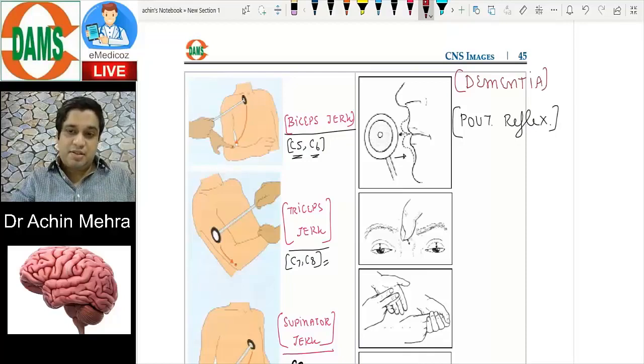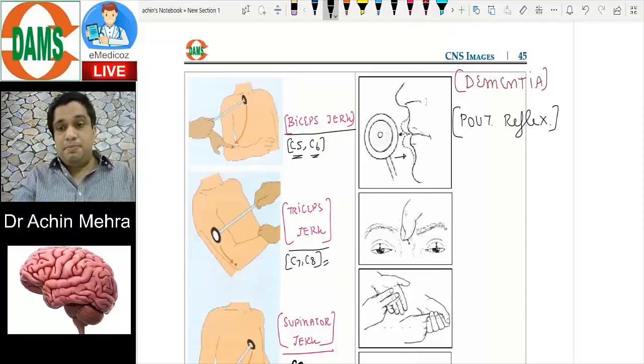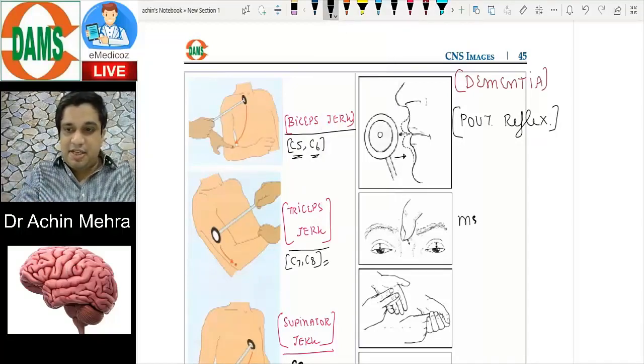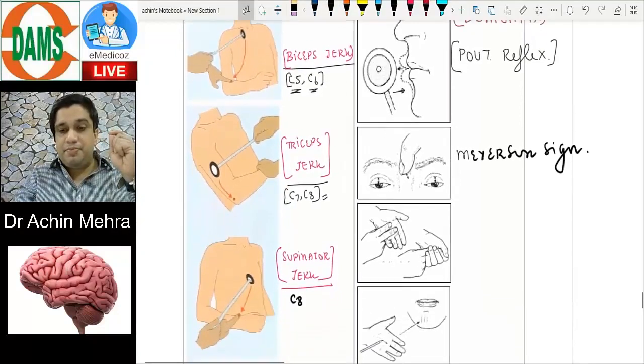Another one is this. When you tap the glabellar region between the two eyebrows, this part, and then there is a sustained up and down closure of the eyelids, that is sustained blinking occurs. This was seen in patients of Parkinson also. We have discussed this in the class. And the name of this sign is a Meierson sign. So there is a sustained contraction of the eyelid muscles on tapping of the glabellar region, is known as a Meierson sign.